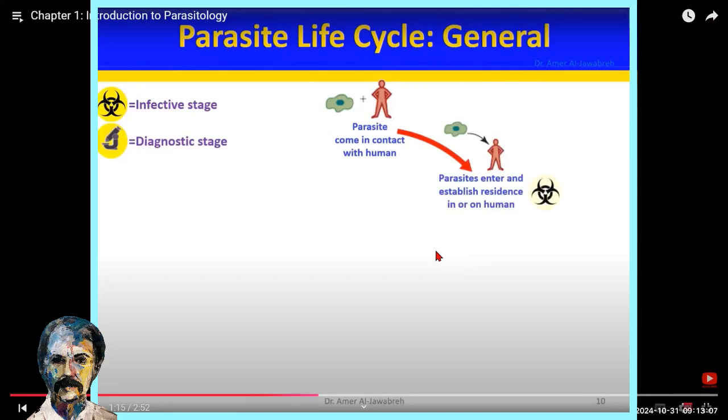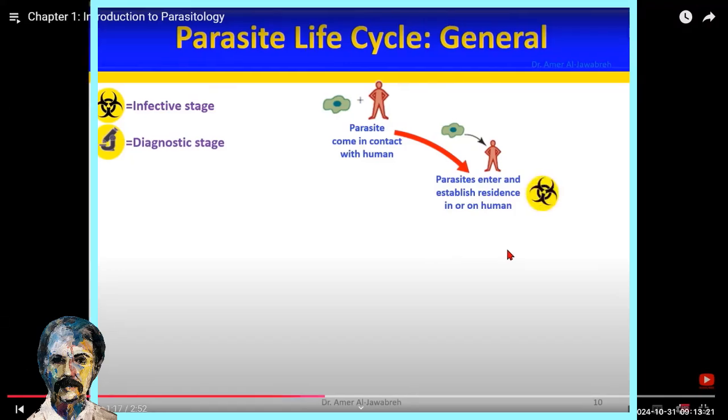When it gets inside us, it establishes residence, which means it's going to establish itself inside our intestine, for instance. And this is what happens. So this parasite, which we got inside us in the infective form, will take refuge inside our intestine, and there it will start multiplication.